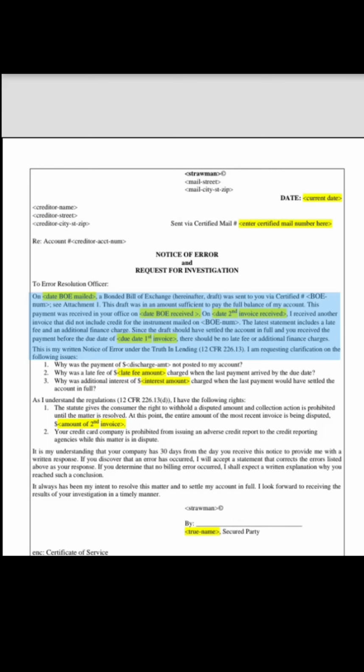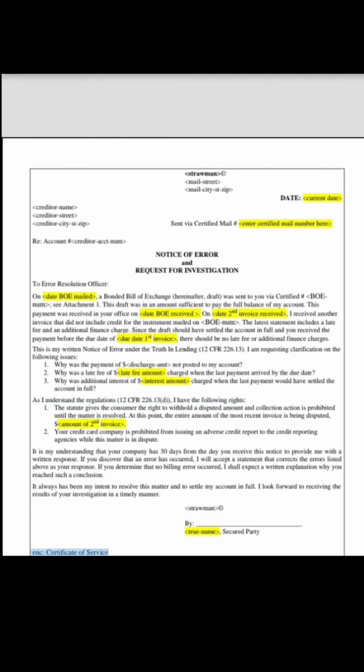I am requesting clarification on the following issues. 1. Why was the payment of $<discharge AMT> not posted to my account? 2. Why was a late fee of $<late fee amount> charged when the last payment arrived by the due date? 3. Why was additional interest of $<interest amount> charged when the last payment would have settled the account in full? As I understand the regulations, 12 CFR 226.13(d), I have the following rights.